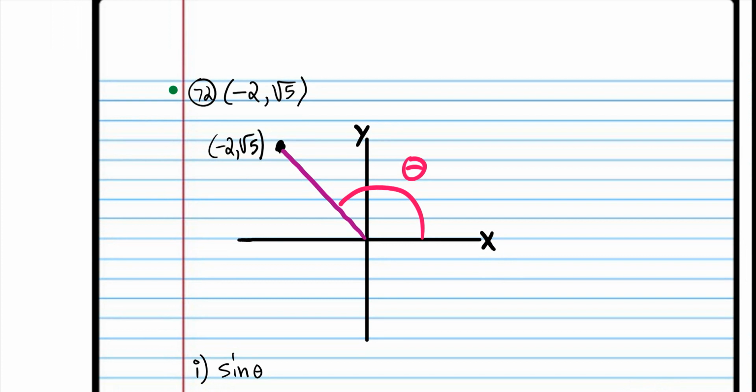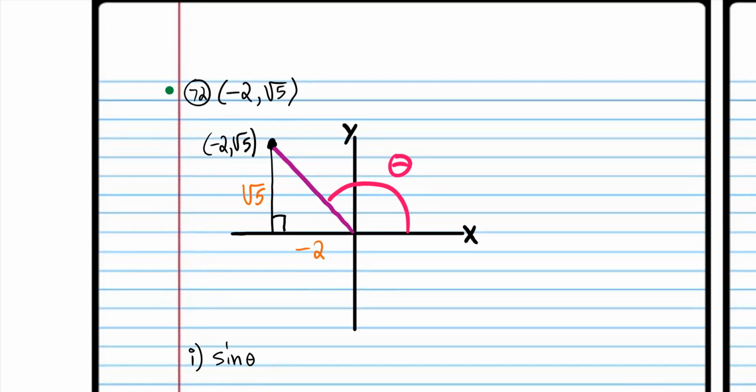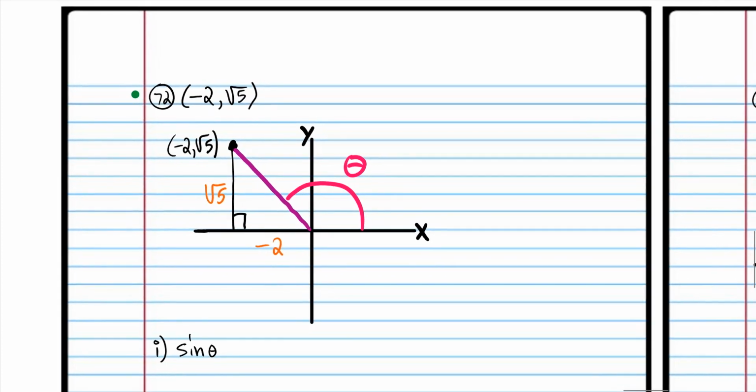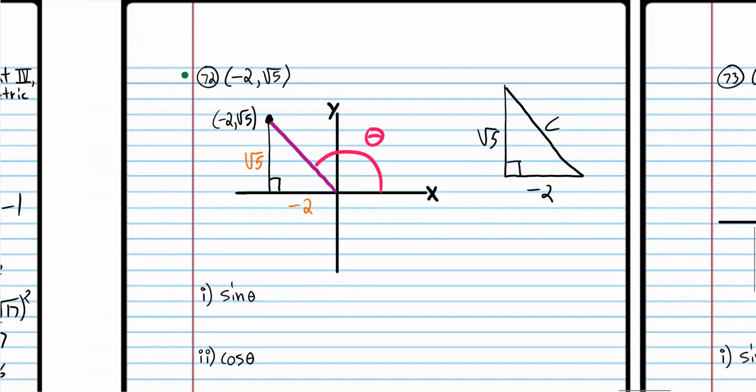So we're going to make a triangle, and we know that this side of the triangle is -2 and this side is root 5. So the angle terminates in the second quadrant, and let's draw our triangle out here. So we're looking for the hypotenuse, and we need to use the Pythagorean theorem.